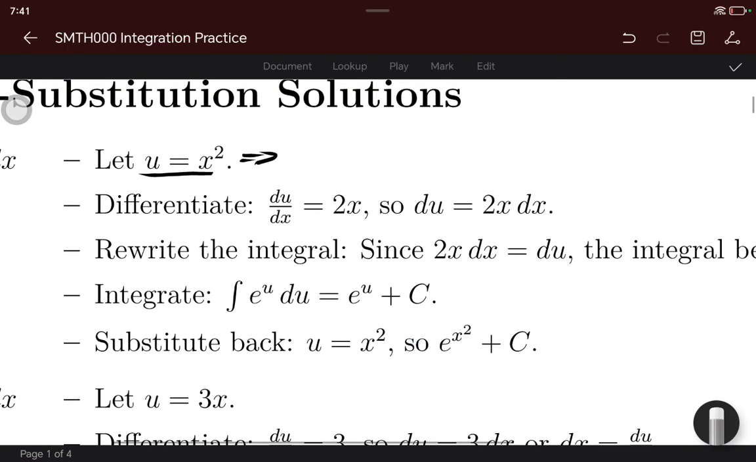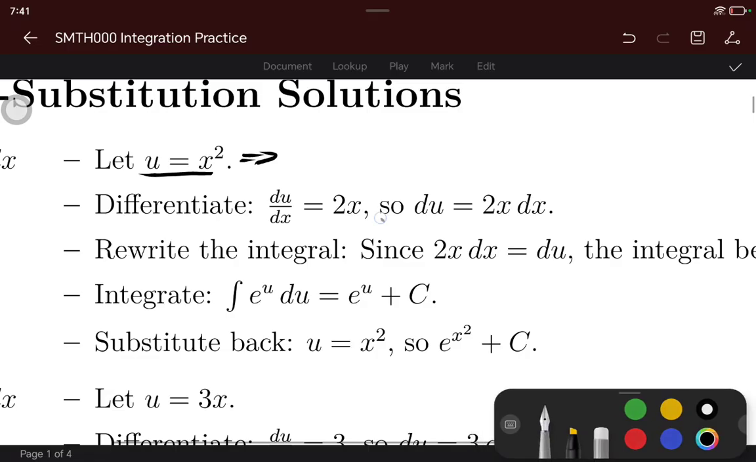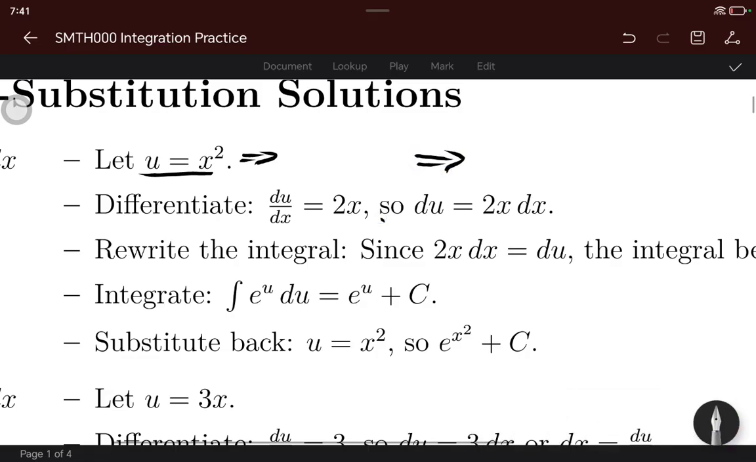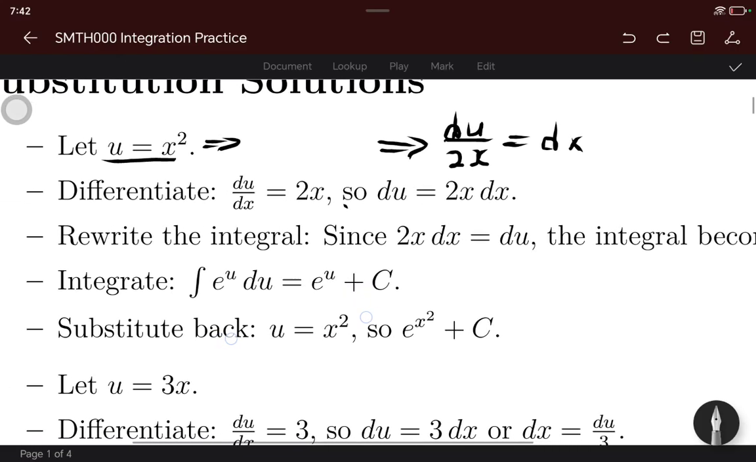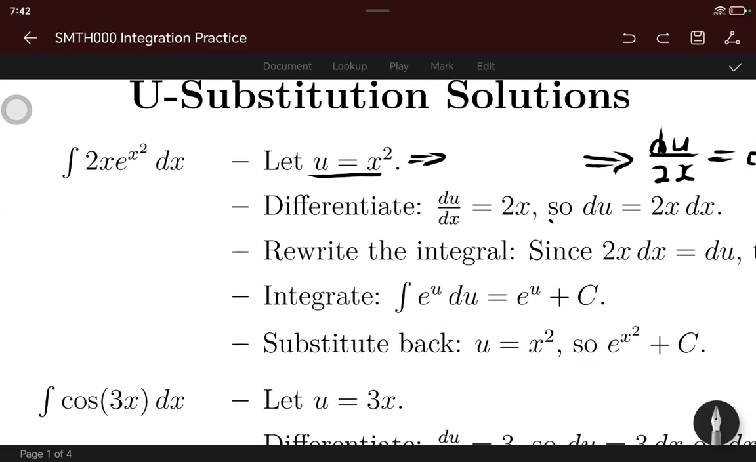So if I make dx the subject of the formula, I can just say that du over 2x is equal to dx. Right, from here I divide both sides by 2x. So I make dx the subject. After that, I go back to the integral and plug back.